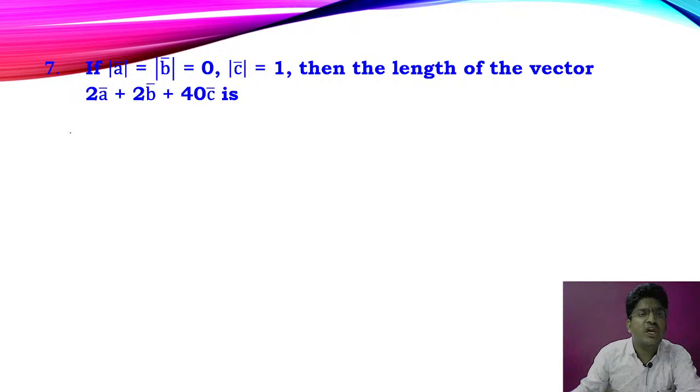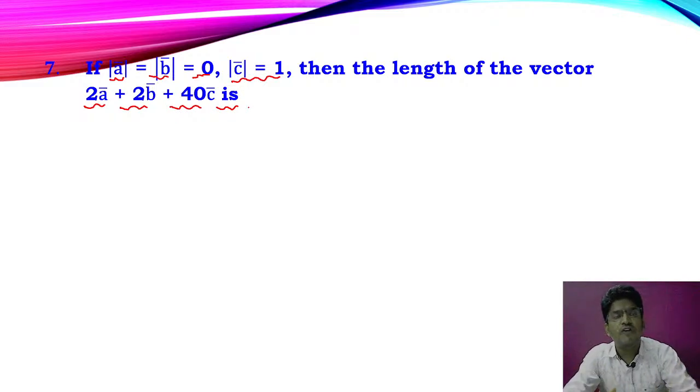Here mod A equal to mod B equal to 0, mod C equal to 1, then the length of the vector 2 times vector A plus 2 times vector B plus 40 times vector C is, see, mod of vector A equal to mod of vector B equal to 0, mod of vector C equal to 1, then the length of the vector 2A plus 2B plus 40C.